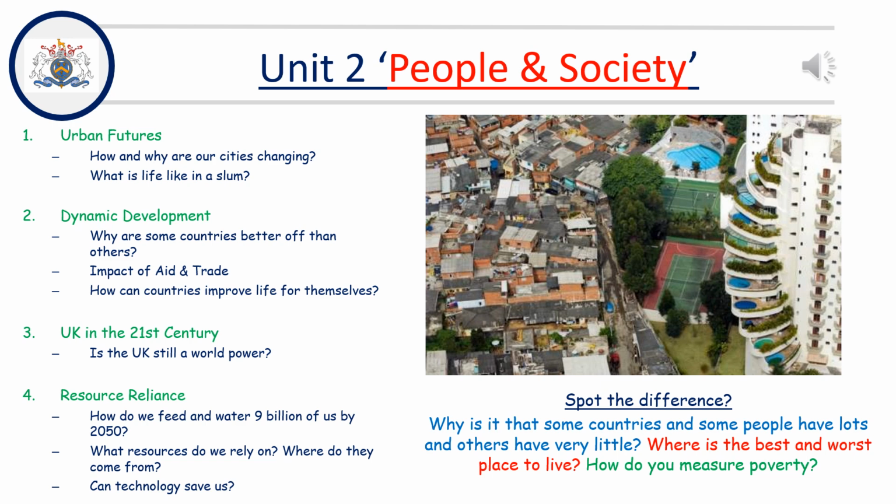We will look at dynamic development, which is asking questions of wealth and inequality, and looking at where the richest and the poorest countries of the world are, why there are wealthy countries and why there are poorer countries, and the things that we might do to close the gap. We look at the role of the UK in the 21st century, so whether we're still a world power. We look at the influence of our culture worldwide, but also how our culture has changed because of worldwide links. And then we look at resource reliance, which asks the question of, can we survive with a growing population?